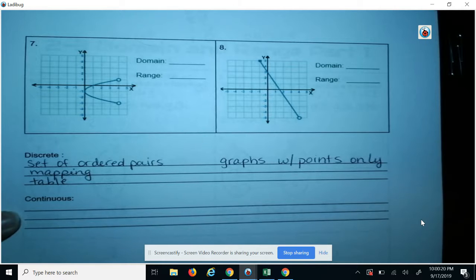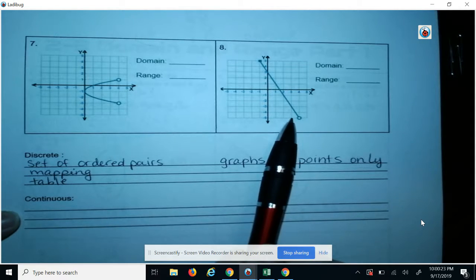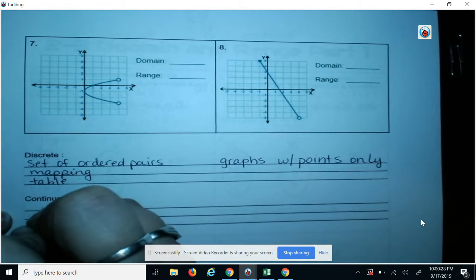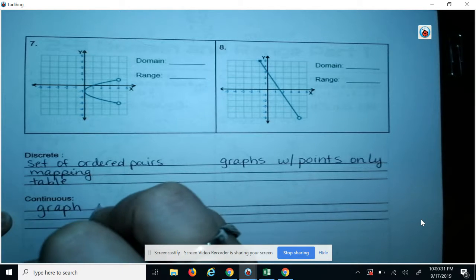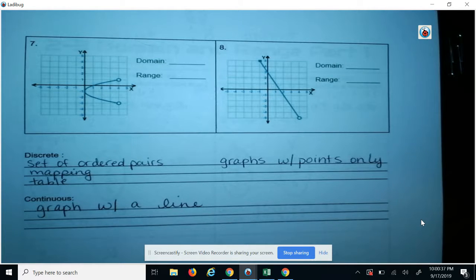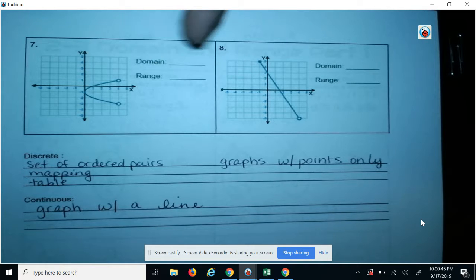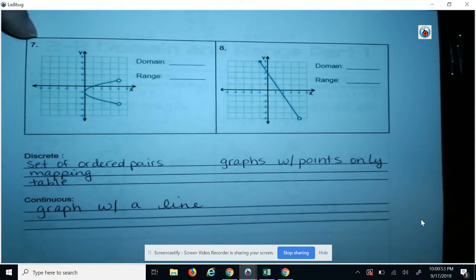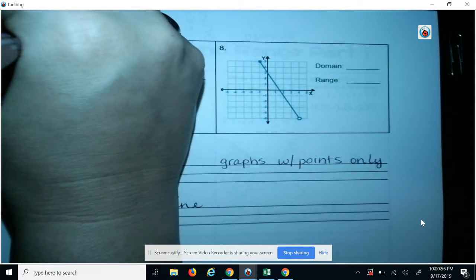What makes it continuous is like these graphs up here. We don't just have points, we have lines that connect a bunch of points. So a continuous graph is a graph with a line. Okay, so a graph with a line, 7 and 8 are continuous graphs. Okay, and when we have continuous graphs, we can find domain and range, but we're using compound inequalities to write their domain and range. Okay, so if we write in the domain, we're going to look for our minimum value.